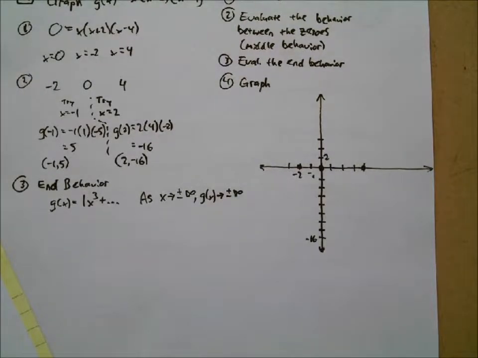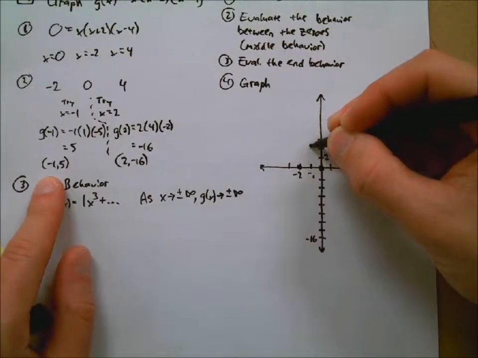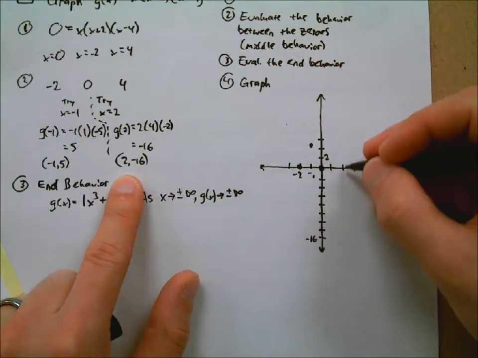All right, and now we'll plot those other points. So -1, 5, so 2, 4, and then halfway between there is the 5. And then 2, -16, so 1, 2, and then all the way down.